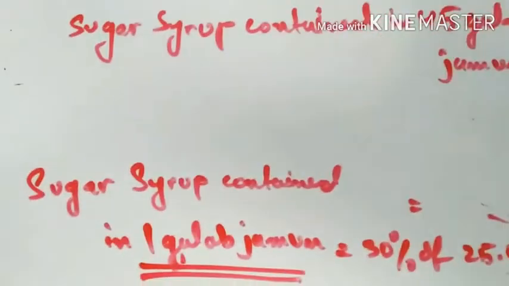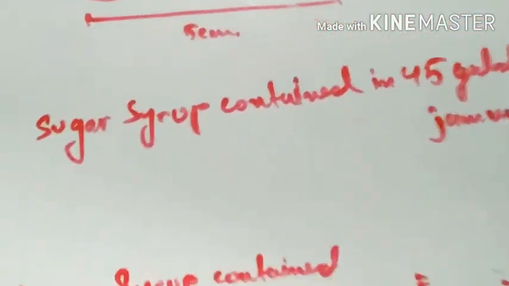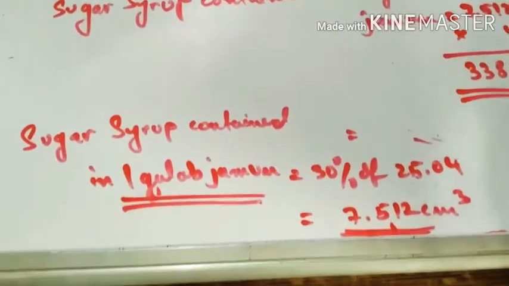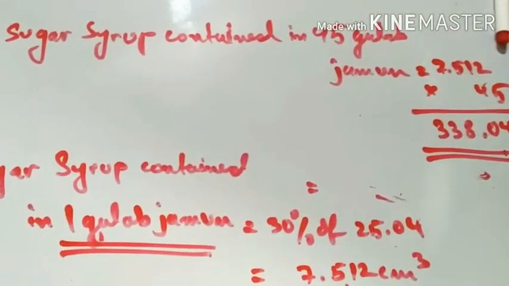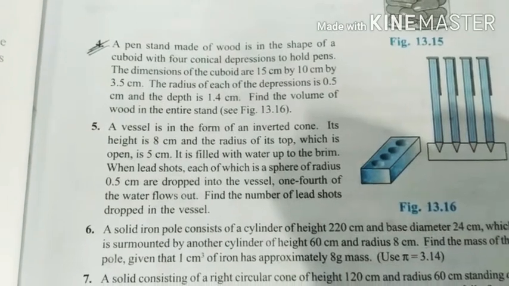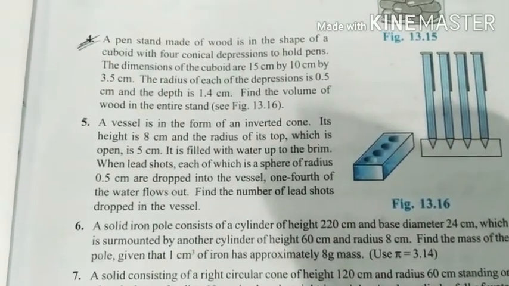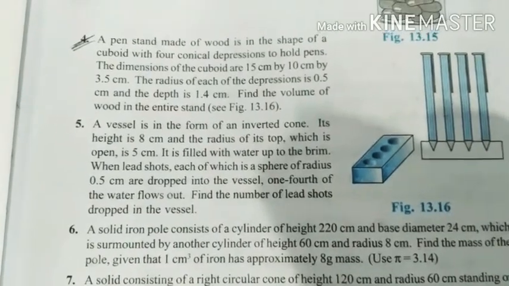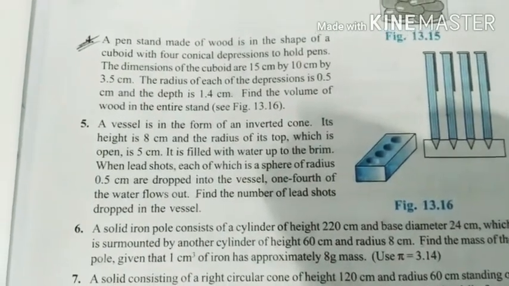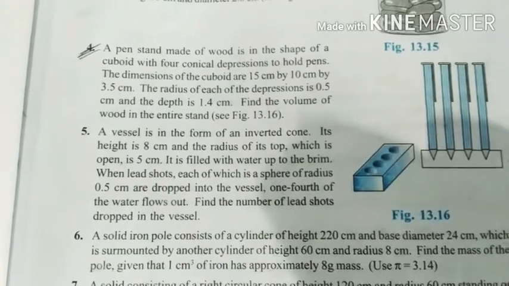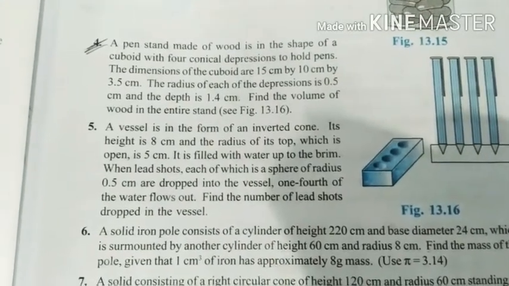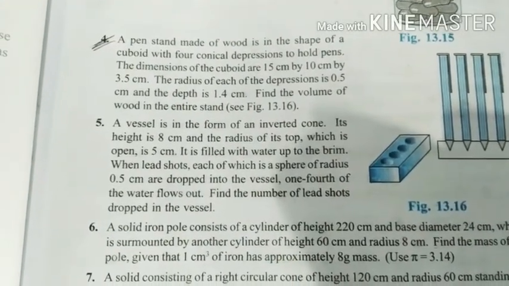Okay, so next we will go to question number 4. A stand made of wood is in the shape of a cuboid with 4 conical depressions to hold pins. The dimensions of the cuboid are 15 cm by 10 cm by 3.5 cm. The radius of each of the depressions is 0.5 centimeter and the depth is 1.4 centimeter. Find the volume of the wood in the entire stand.